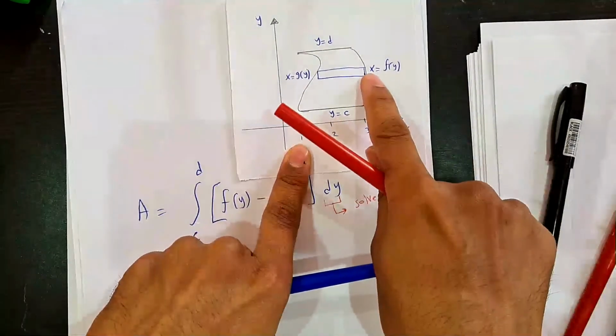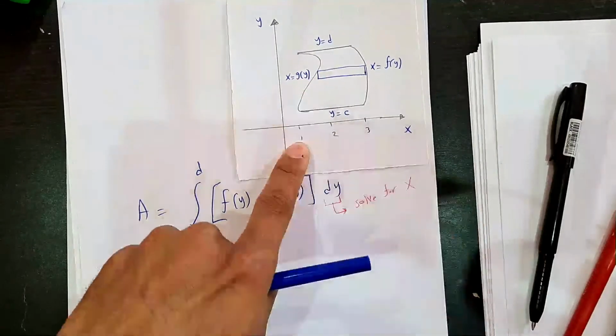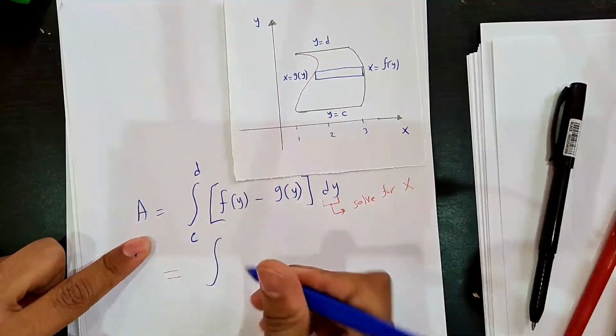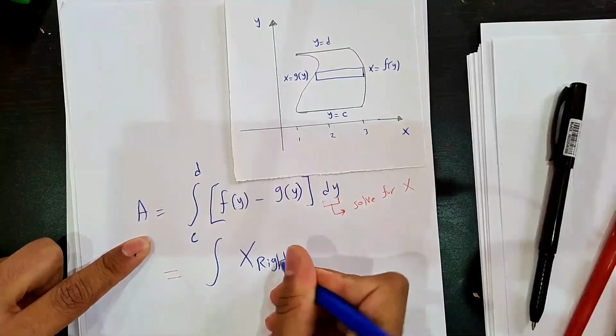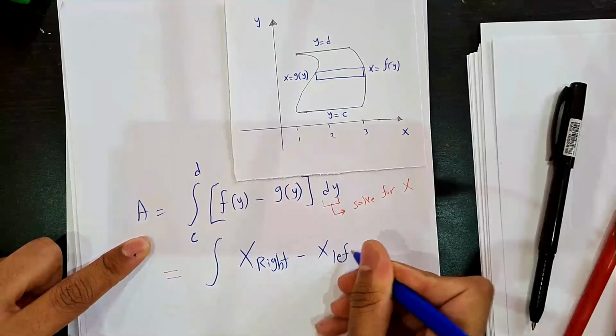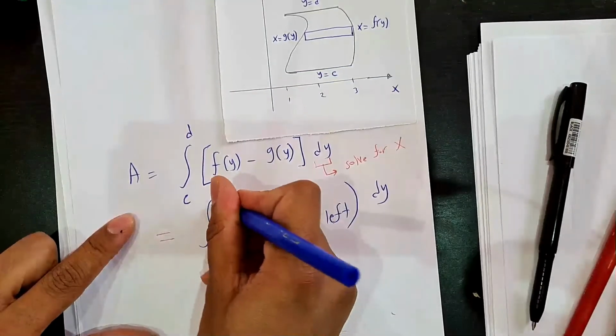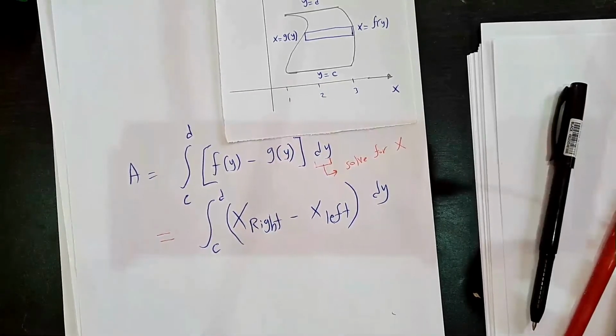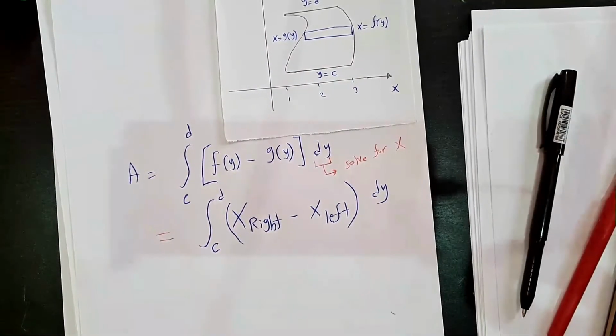Because you need x on the right and you need x on the left. I can summarize this as x on the right minus x on the left, dy from C to D. Okay, so this is the rule for case number 3. Let us see some examples.